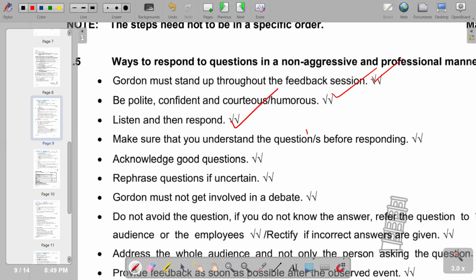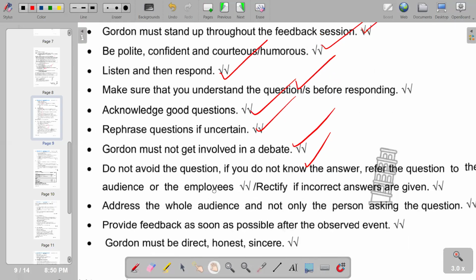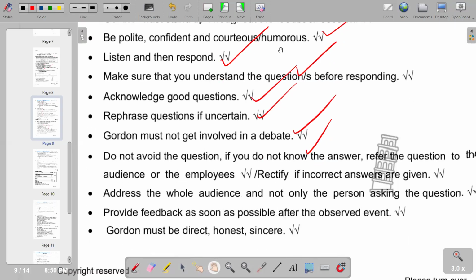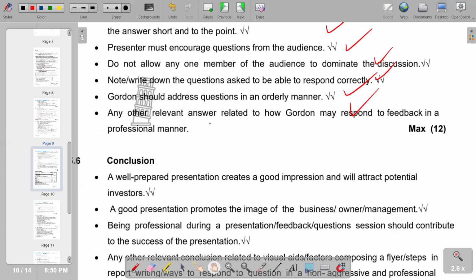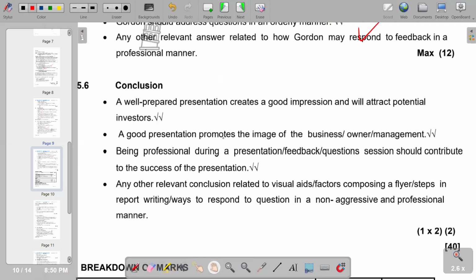So these are the ways to respond to questions. Continuation of the ways on this part. And obviously, now as an essay question, this is a typical conclusion that we can come up with according to our essay.